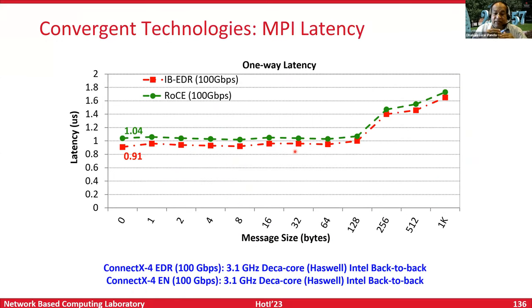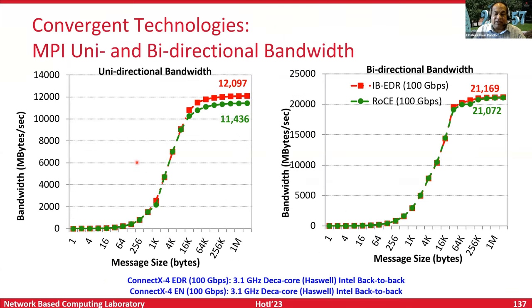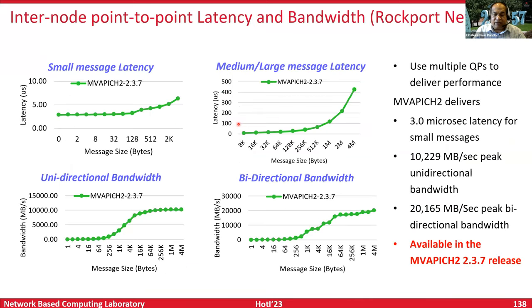The same thing happens if we look at this convergent technology. We talked about InfiniBand and RoCE. Here you see very similar results; earlier we also saw around a 130 nanosecond difference at the lower layer, and that gets reflected in the upper layer. So InfiniBand versus RoCE, you will see a little bit of difference. These numbers were taken back to back, so the switch overhead is not there. If you add some switch overhead, it comes to the previous numbers shown in the previous slide. The bandwidth also is very similar, with some difference between RoCE and native InfiniBand.